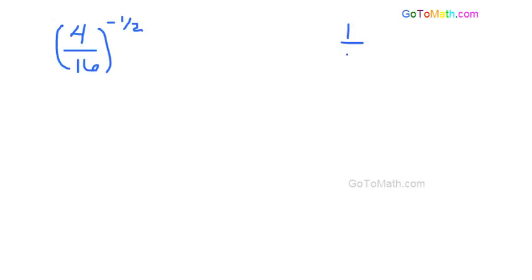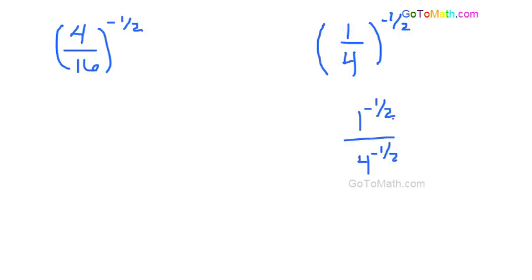Well, first thing we could do, if you wanted to, we could actually simplify this inside part, and this would just become 1 over 4. Right? 4 over 16 reduces down to 1 over 4. And then we have this negative a half up here. So what we could do now is we could say, okay, 1 raised to the negative a half, and then 4 raised to the negative a half.